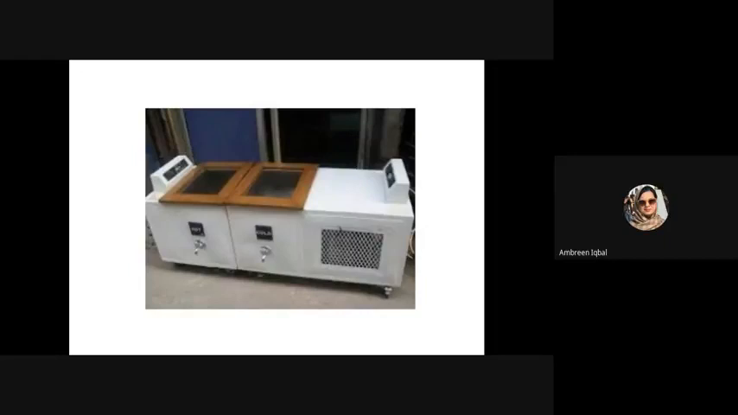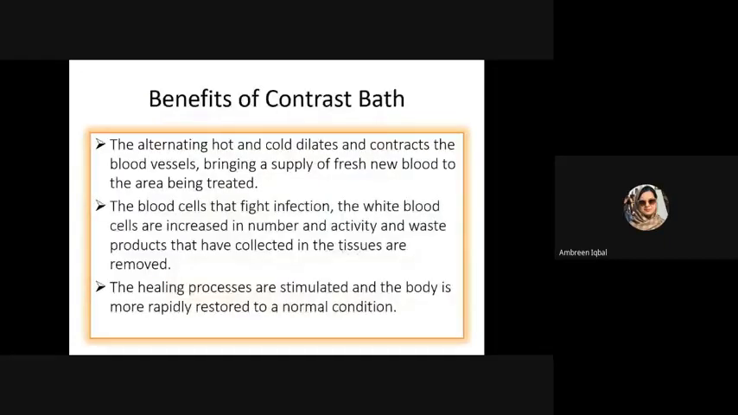Coming towards the benefits of contrast bath, let me tell you how it is going to help the patient. The theory behind this process is that alternating hot and cold is going to dilate and contract the blood vessels. The hot is going to dilate and the cold is going to contract the blood vessels. So both of them bring a supply of fresh new blood to the area being treated. The main reason we do this is to bring more oxygen-rich, nutrition-rich blood, and so improve the circulation of those tissues.